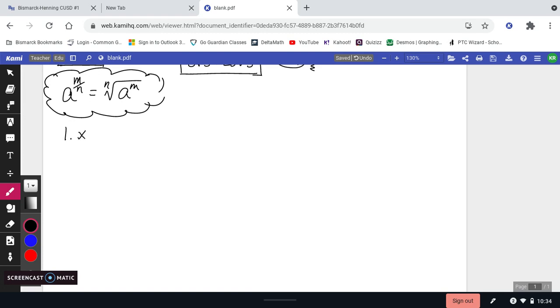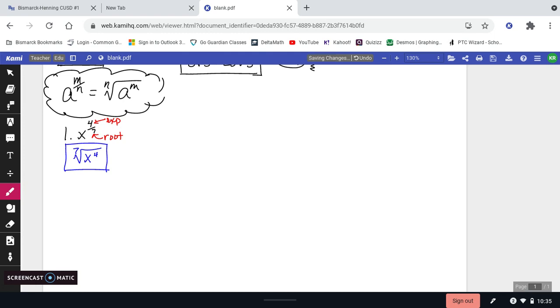Okay, so let's do x to the 4/7 power. So to rewrite that as a radical, your 7, that denominator is going to become your root. The numerator is going to become your exponent. Okay, so here, this is going to give you 7th root of x to the 4th. Okay, 7th root of x to the 4th.